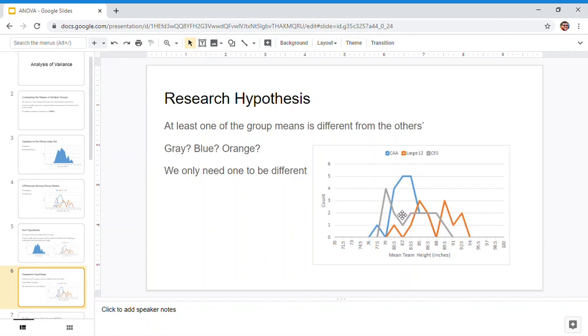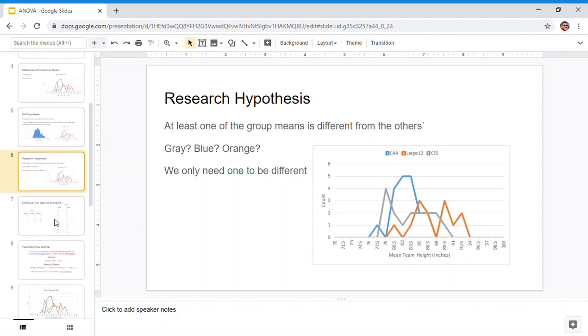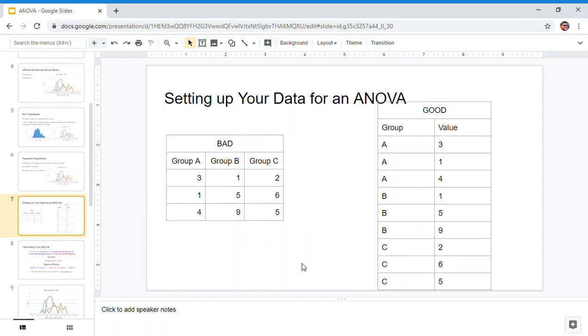Blue and orange could be the same, blue and gray could be the same. As long as one of these is different from one of the others, you can get a significant analysis of variance, a significant ANOVA. So data like this might be presented like this, where you have the heights in each group, or you have it presented like this, where you have each group labeled and each height labeled. So they're the same data.